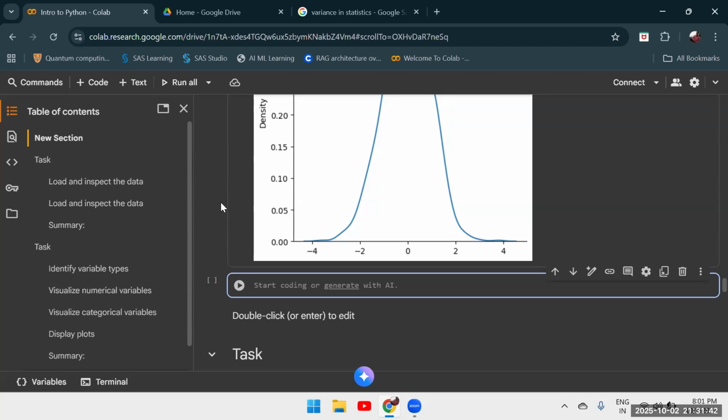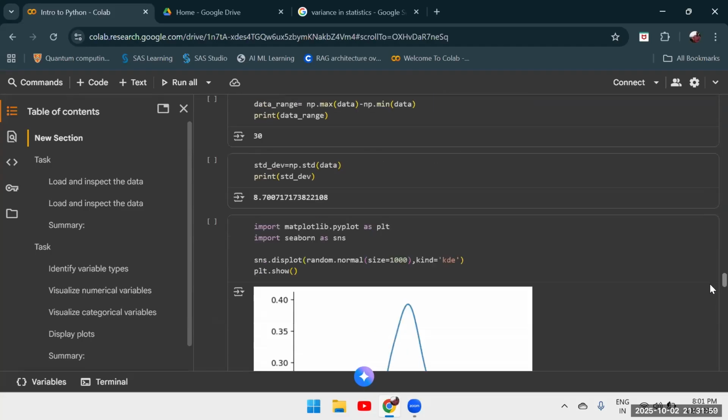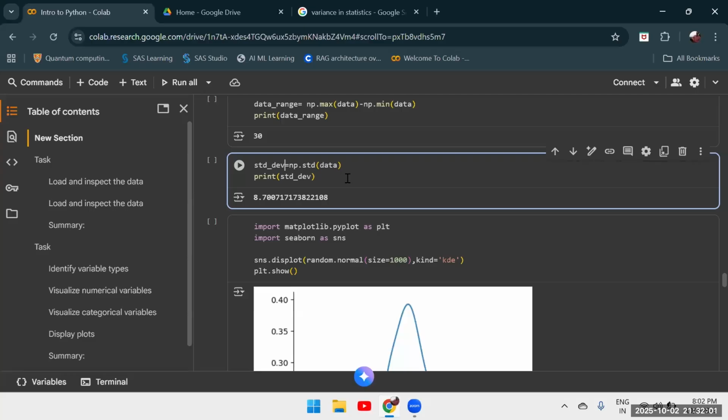Right. So now we'll compute the variance. How are you going to compute? How did we compute the standard deviation yesterday? We were working on some examples, right? Yes, sir. So how did we find it? From NumPy, we did it.